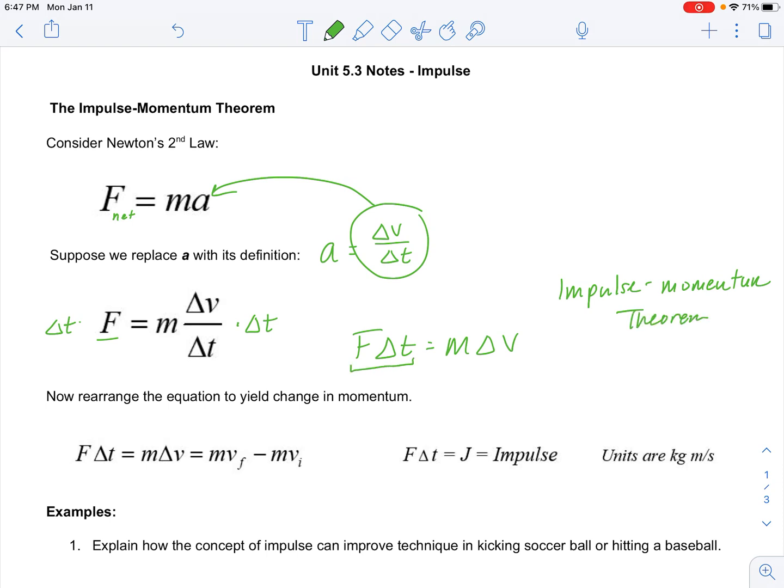And the left side of the equation is called impulse. So force times the change in time that the force is applied is called impulse, and it's actually measured in Newton seconds. And it is equal to the change in momentum of the object.